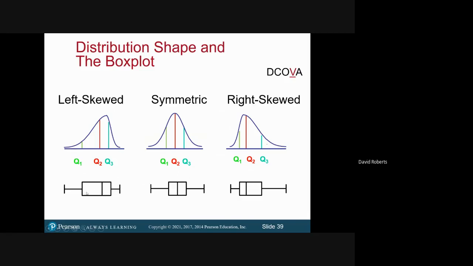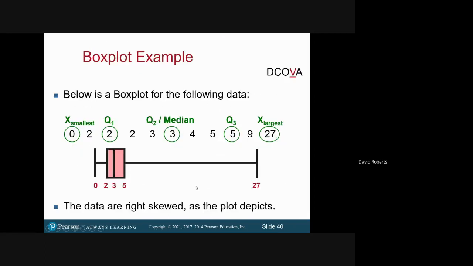With the large area on the left, you will see the large white area in the box, which is left skewed. Where the large area in the box is on the right, it's right skewed. And when they're even, you have symmetry. All right.